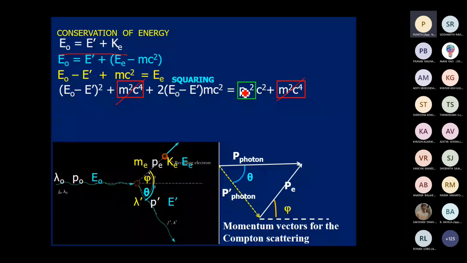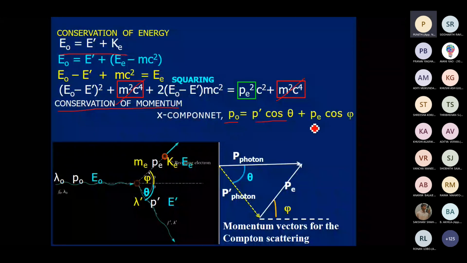By conservation of momentum, we can write the x component as P naught is equal to P dash cos theta plus PE cos phi. If you resolve these into vectors, this is the x component and this is the y component.